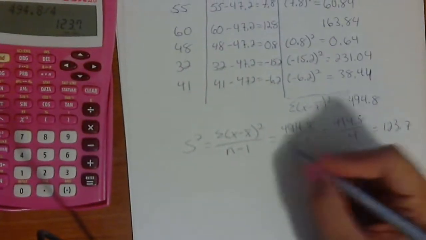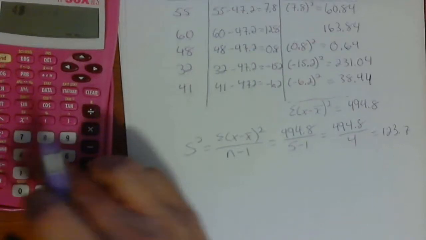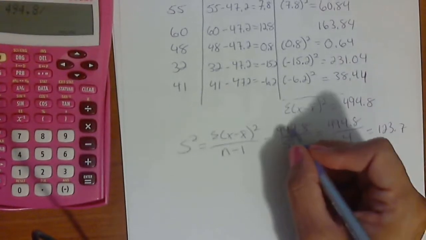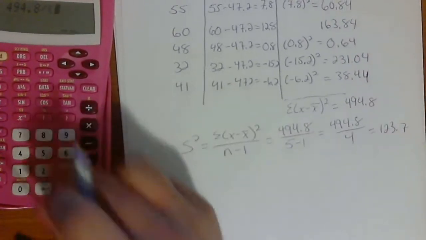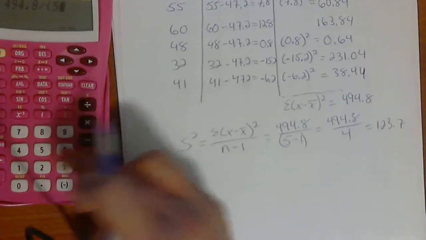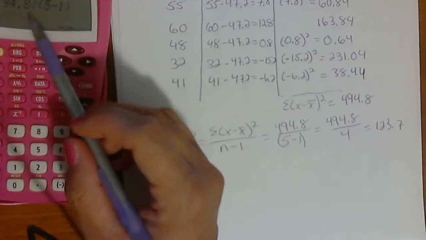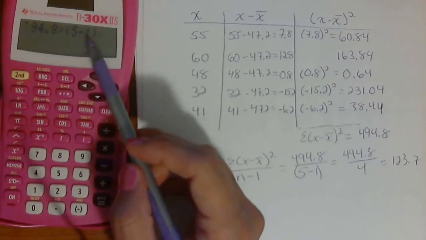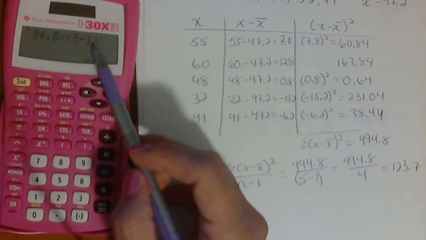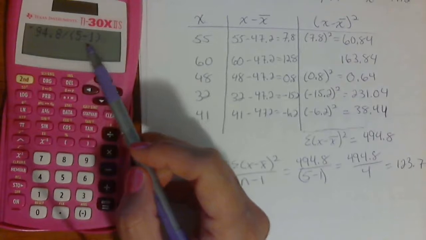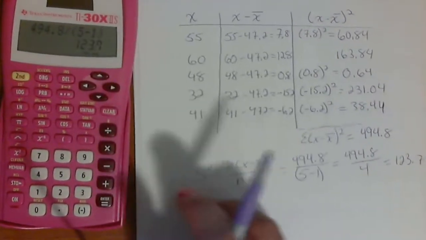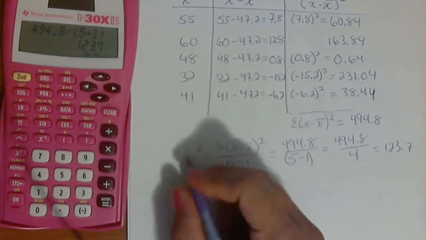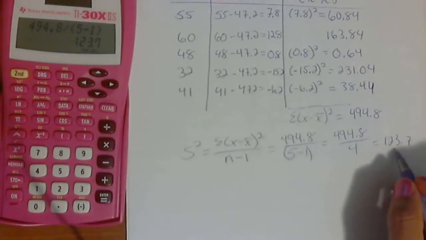Now another way is right here at this point, I can type in 494.8 divided by, if I have more than one number on either the numerator or the denominator, I've got to put parentheses around that entire thing. So I can do 5 minus 1, close my parentheses. What this is saying is that I'm taking this number and dividing it by this whole thing. Remember, order of operations, your calculator does the order of operations as well, and so it's going to do 5 minus 1 first. And notice I get the same 123.7. So this is my sample variance.